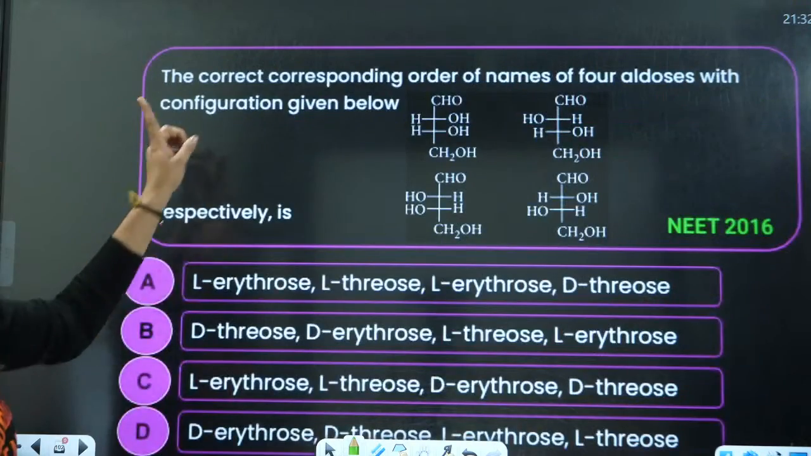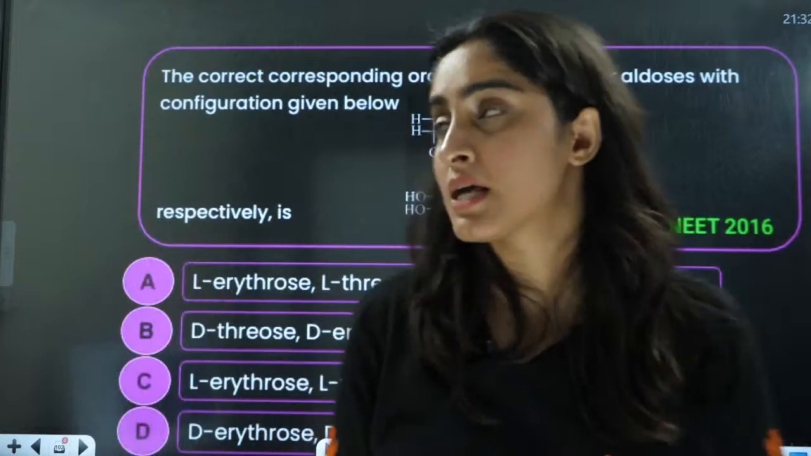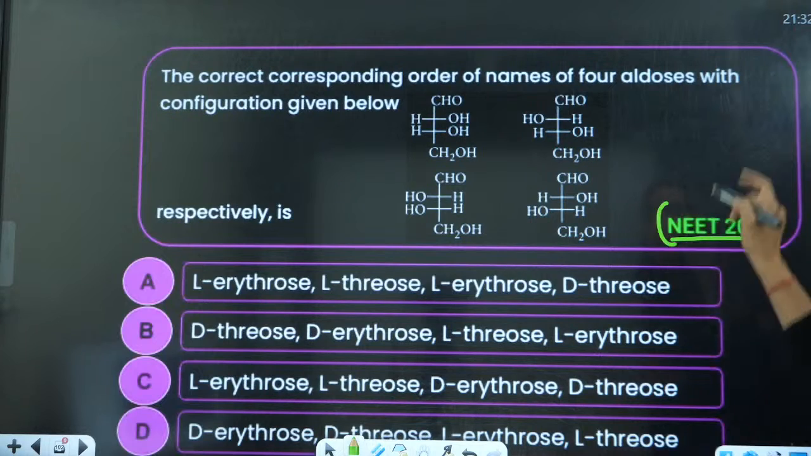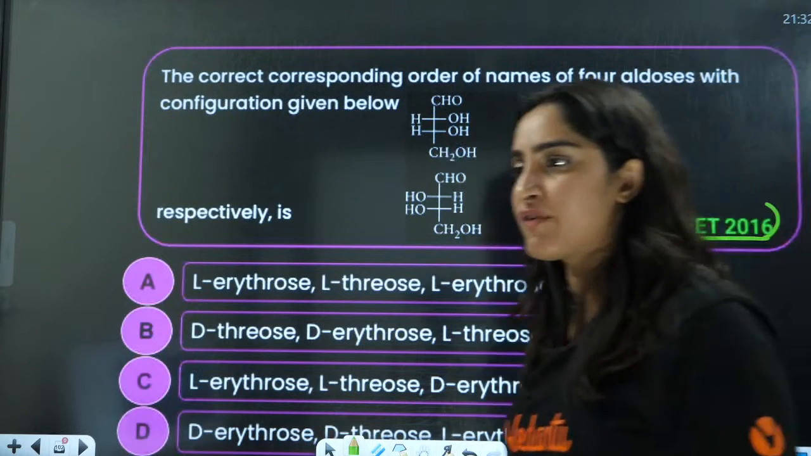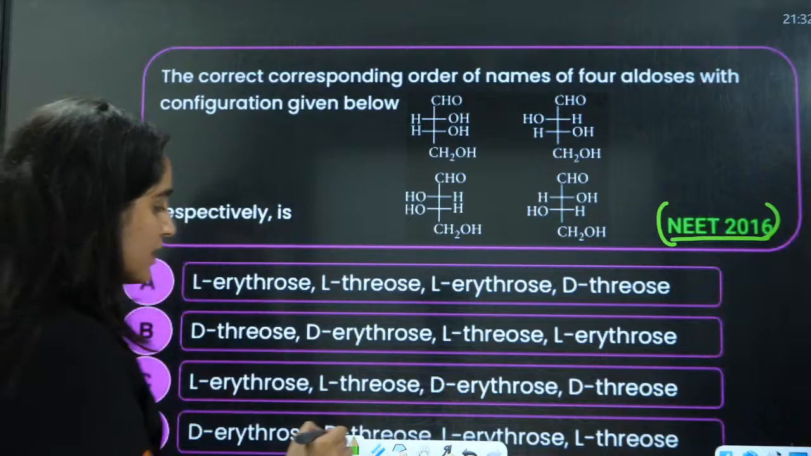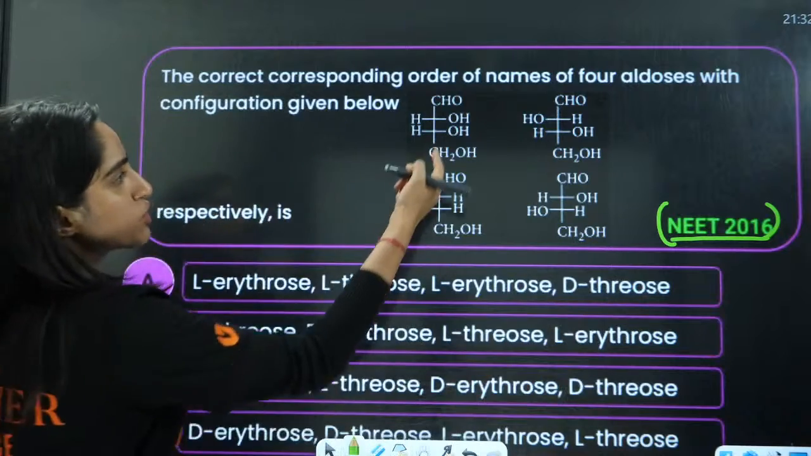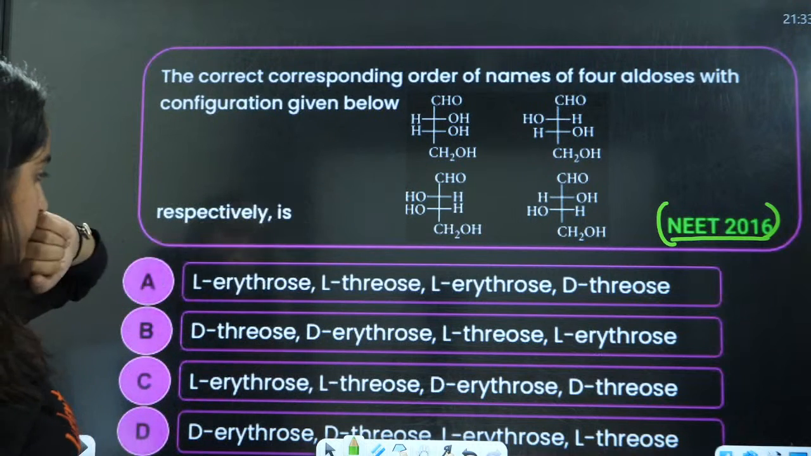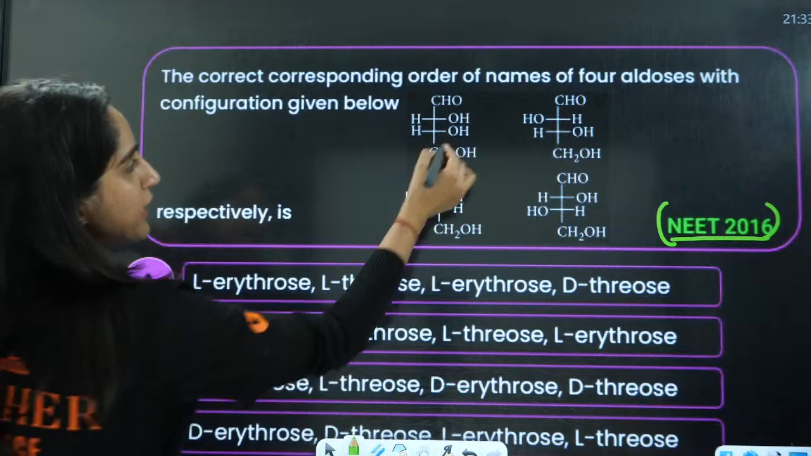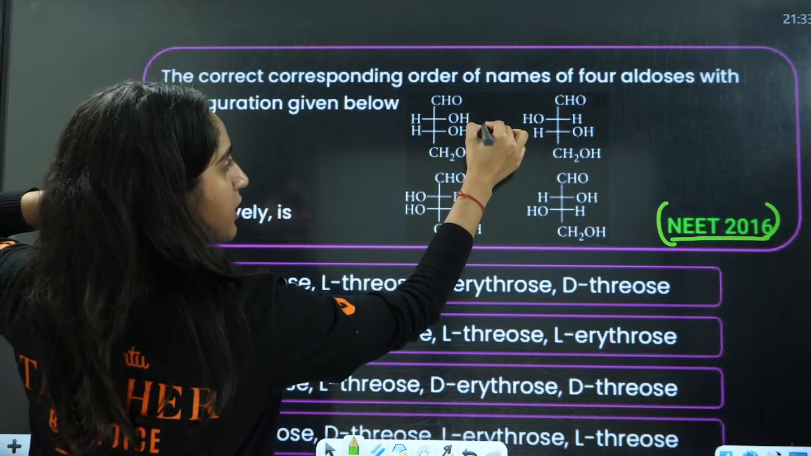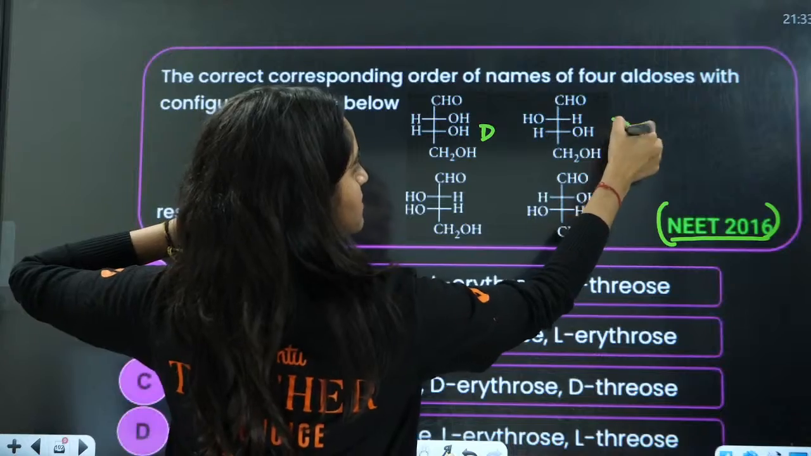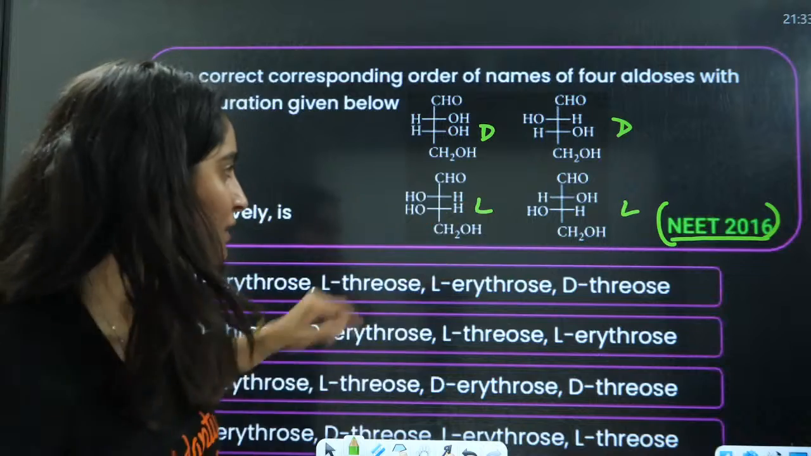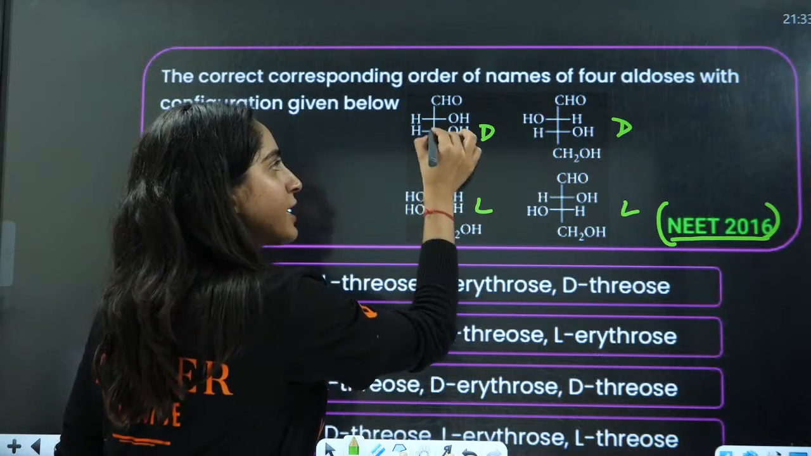Next we have the correct corresponding order of names of 4 aldoses, a 2016 question, with configuration. Very simple question, everybody. Let us see L or D. OH on the right side, that is D. This is on the right side, this is D. This is L, this is D, because we look at the last chiral carbon, that is this one. This is the last chiral carbon.